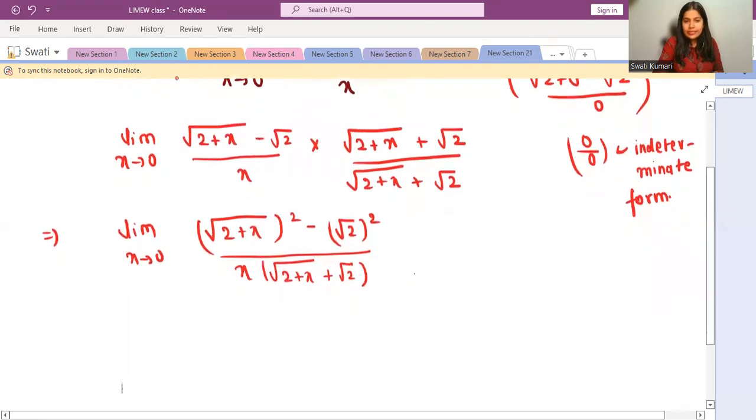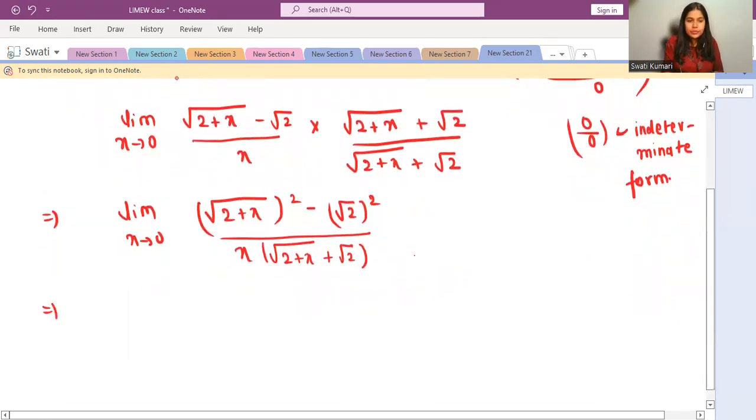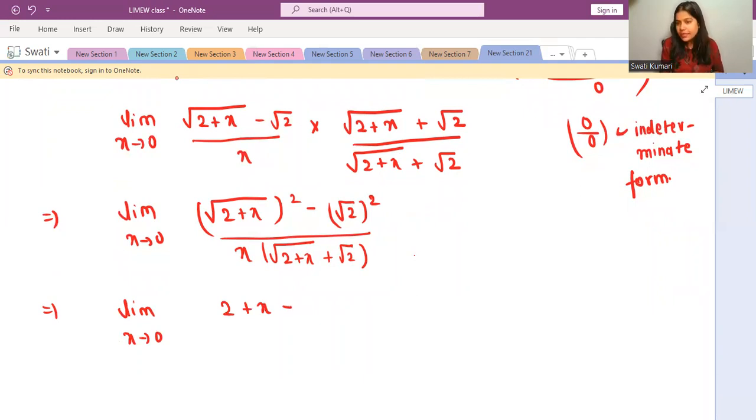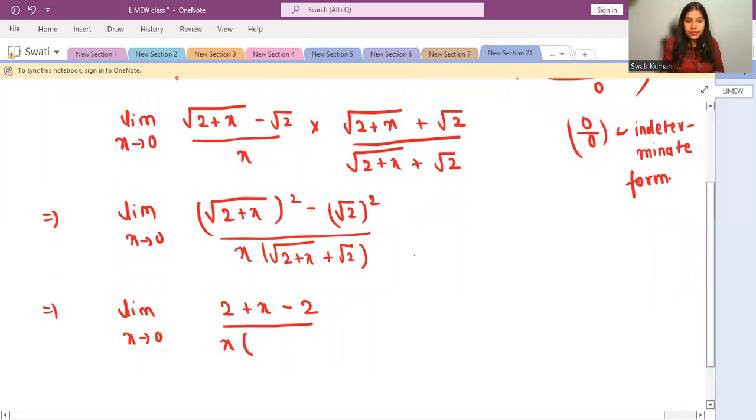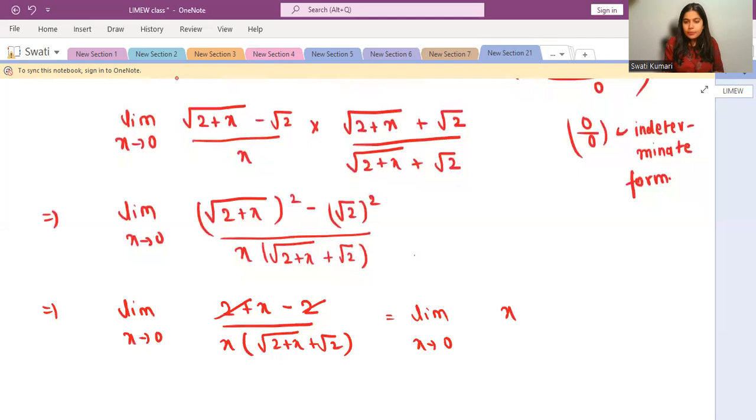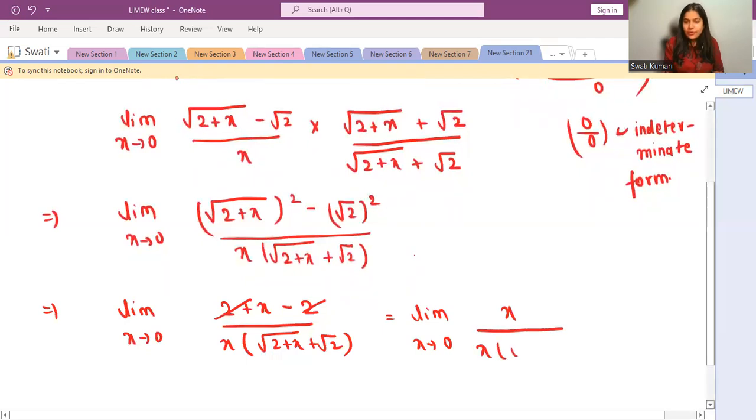All right, so now the next is limit x tends to 0. Of course, you know that the square and square root will get cancelled. So this will become 2 plus x. Minus here also square root and square will get cancelled, so only 2. And then upon the same thing, x root 2 plus x plus root 2. And now this 2 and minus 2 will get cancelled. So what we are getting? We are getting limit x tends to 0, x upon x root 2 plus x plus root 2.